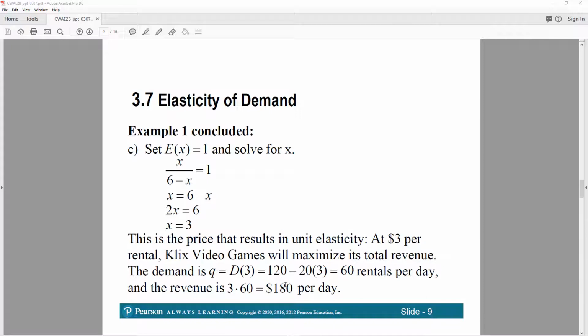So for what value of x is the elasticity equal to 1, which means unit elasticity? They set it equal to 1 and solve for x. So the best price for the item here is $3. So you maximize the total revenue at $3. The demand function gives me 60 rentals per day, and the revenue is $180 per day. So that's the price that will result in the maximum revenue for the item.